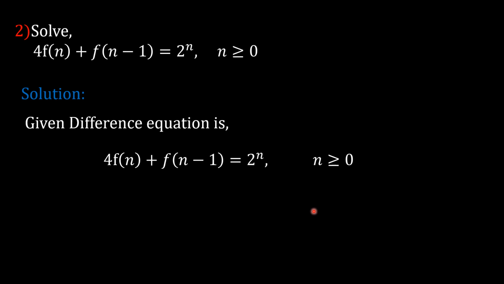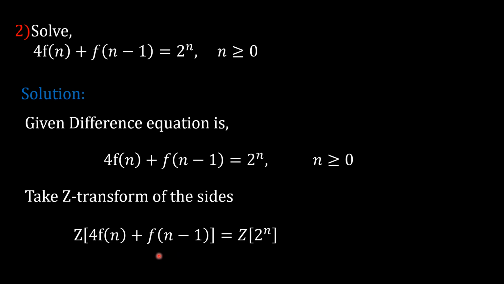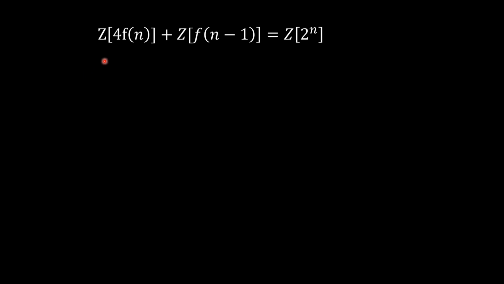Consider the second example. Solve the difference equation, which is 4 into f(n) plus f(n minus 1) is equal to 2 raised to n for n greater than or equal to 0. Solution. This is the given difference equation. Now take the Z transform of both sides. Now use the linearity property. That will give us the Z transform of 4 into f(n) plus the Z transform of f(n minus 1) is equal to the Z transform of 2 raised to n.